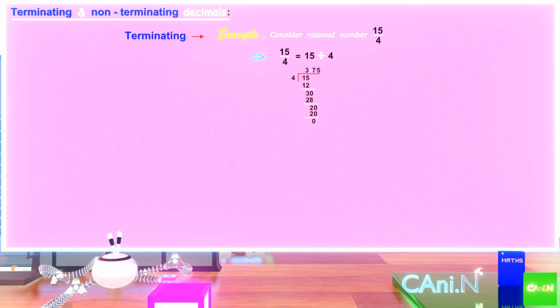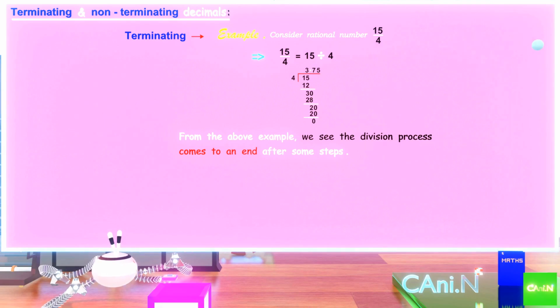Terminating and non-terminating decimals. First, let us look into terminating. Example: consider the rational number 15 by 4. 15 by 4 equals 15 divided by 4. After executing the division operation, the remainder is 0. From the above example, we see the division process comes to an end after some steps. Such types of decimals are called terminating decimals.